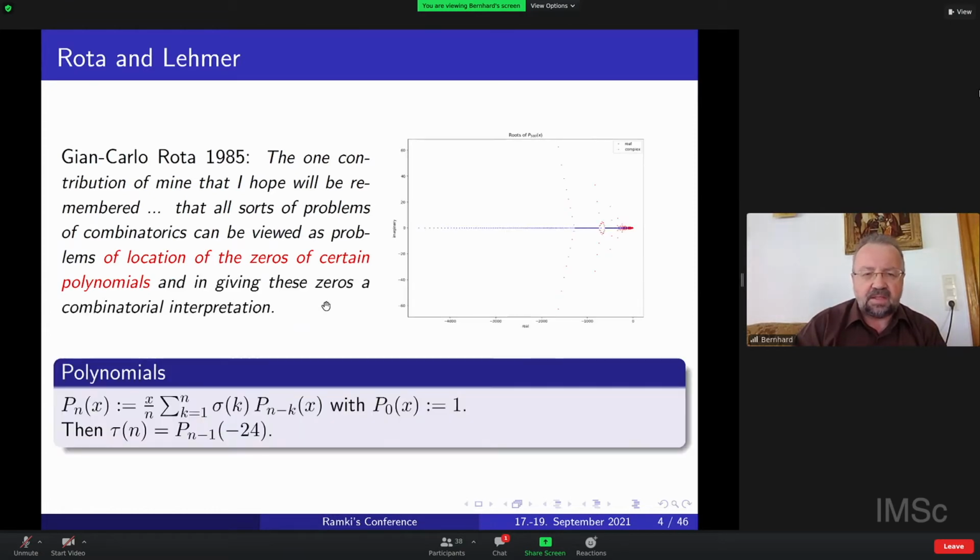So what does it mean? It means there will be certain polynomials, with the coefficients even more generally in a parameter x. On the top right side, you see a plot of a polynomial of degree 500. The blue color are the real roots, and the red color are the complex roots.